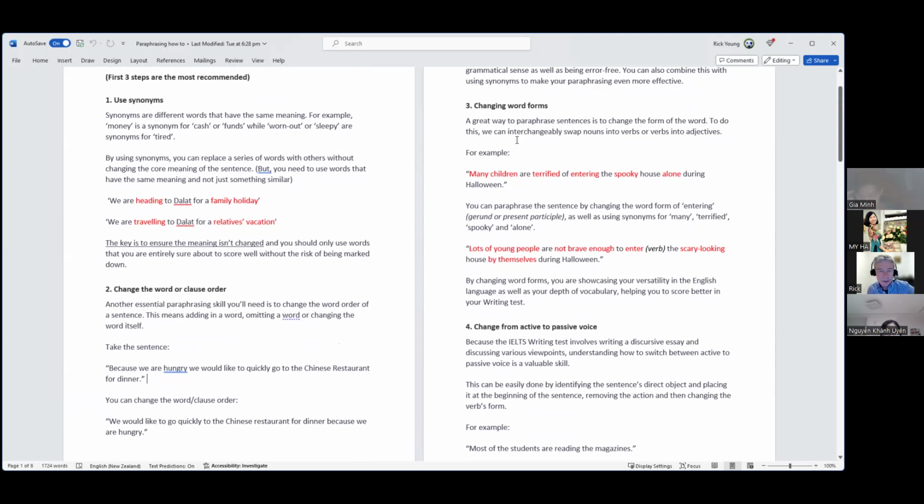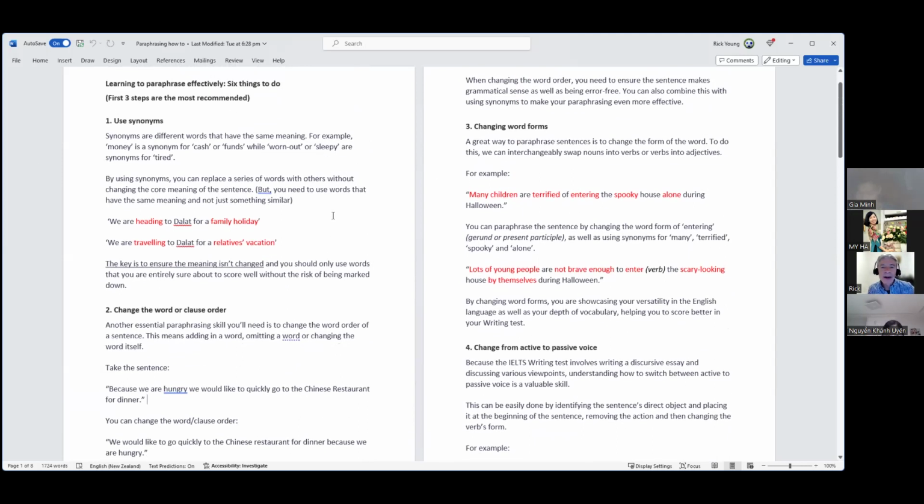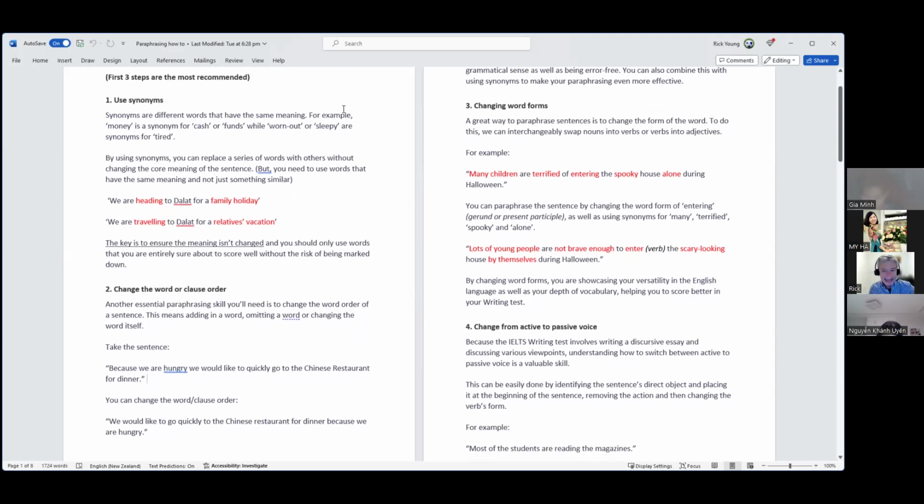Now, when you do a paraphrase, you can use any one of these or all three together. You can't paraphrase every word in a sentence sometimes. Sometimes there is no good synonym for a word, but usually you can paraphrase most of them. Are there any questions about that? Any questions?